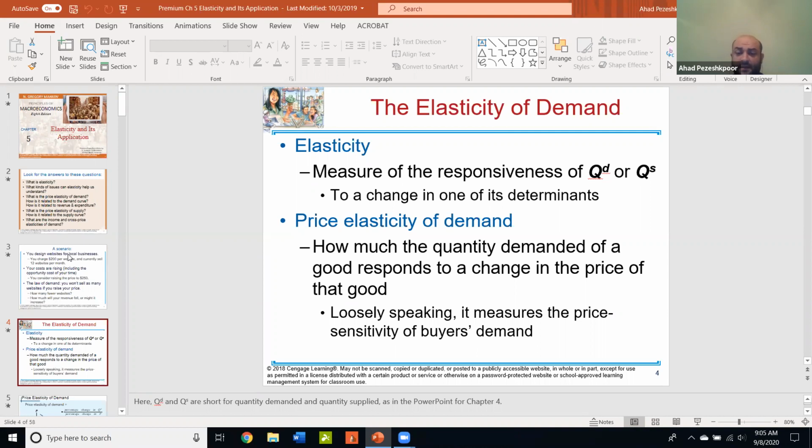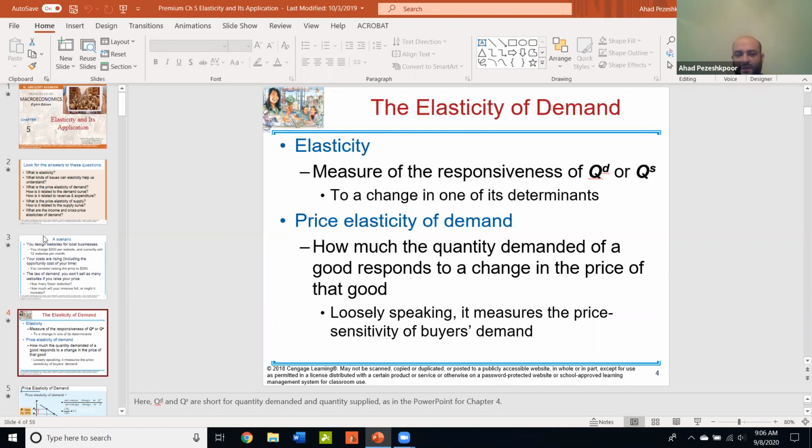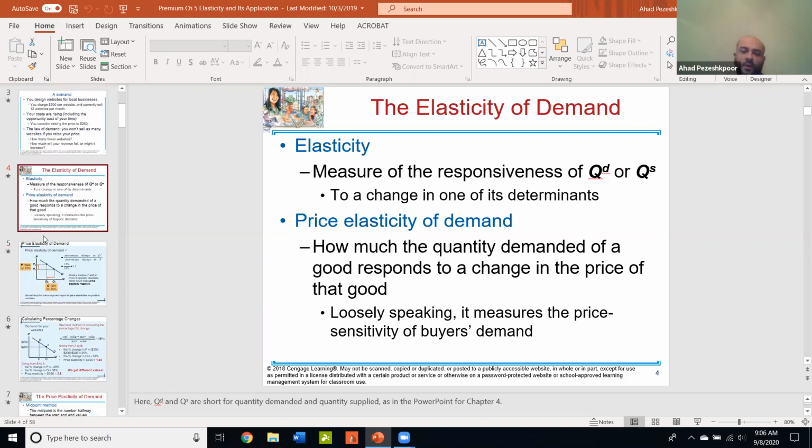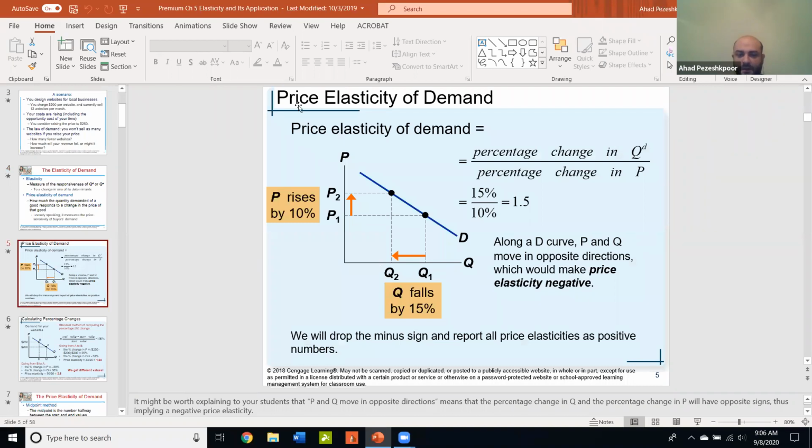Price elasticity of demand: how much the quantity demanded of a good responds to a change in the price of that good. Loosely speaking, it measures the price sensitivity of buyers' demand. How sensitive are buyers to changes in prices? Will they stay loyal to that good, or will they abandon it if it is now much more expensive? These are what we're going to cover in class shortly.